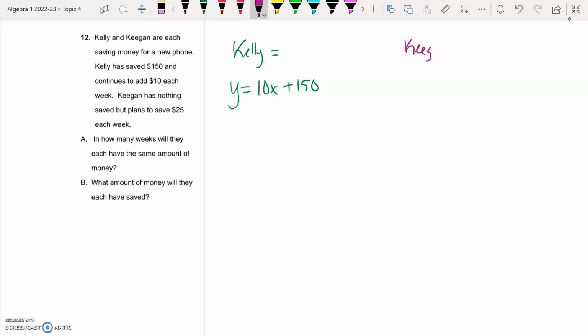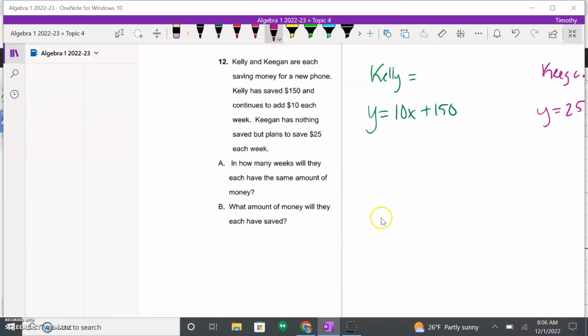Keegan, he doesn't have any money saved, but he's going to save $25 a week. So he has 0 if you want to write a plus 0. That's kind of up to you. It says in how many weeks will they have the same amount of money. So I'm going to go back to Desmos because this is Desmos portion. I'm going to type in those two equations.